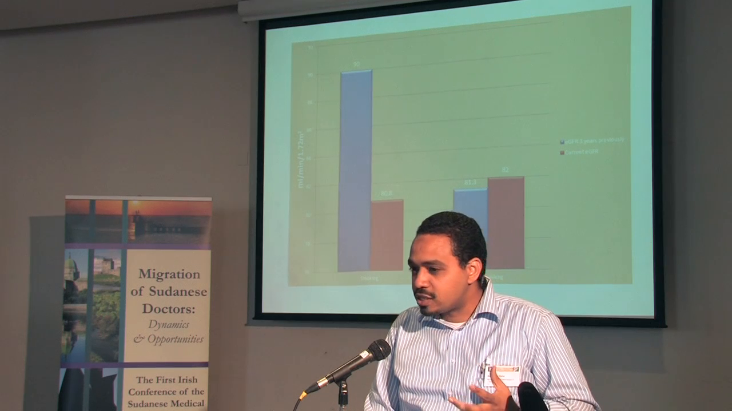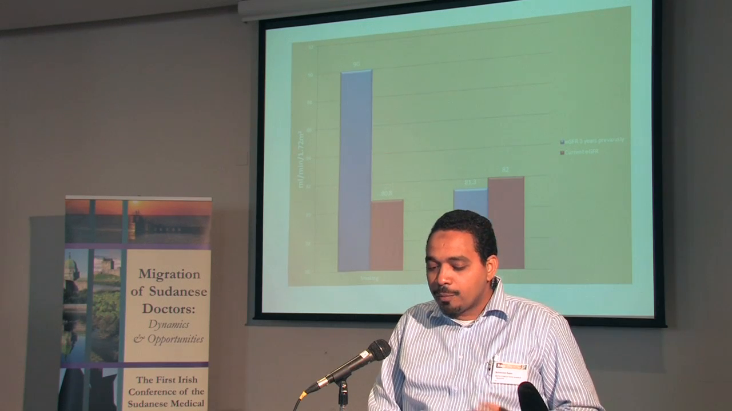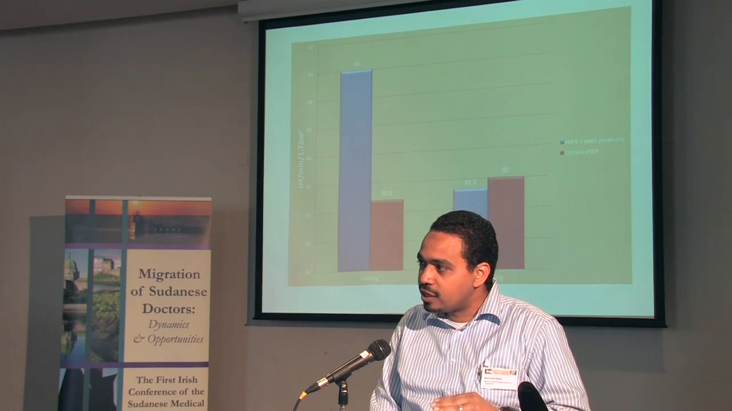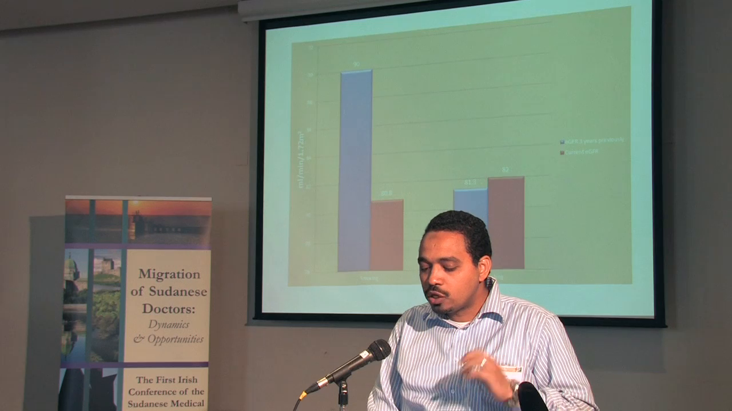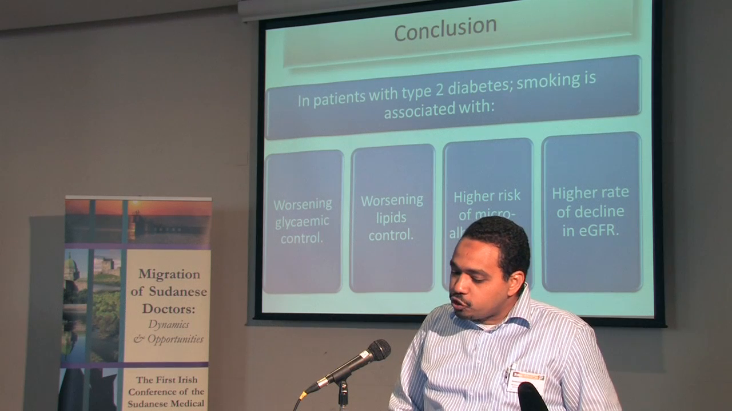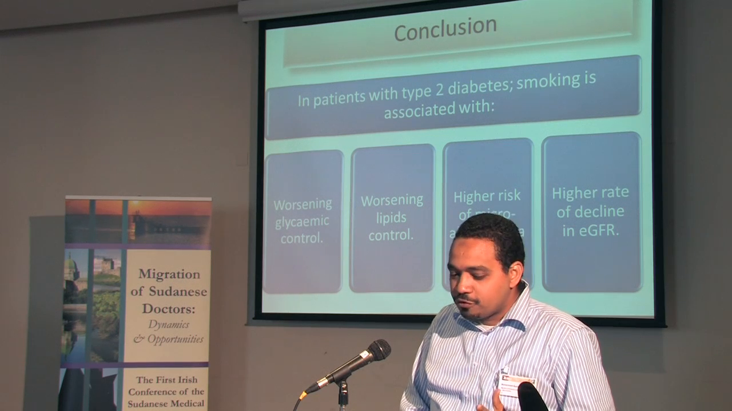Some studies suggest it's actually 1. Some studies suggest it's more than that. We don't know. But what we know is that the decline in the GFR is strongly linked to increased risk of cardiovascular disease and end-stage renal disease. So basically what we have shown is that in type 2 diabetes, smoking is bad for you.